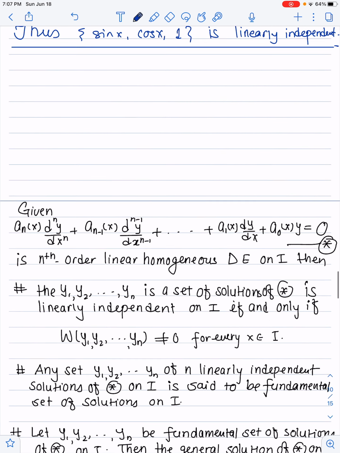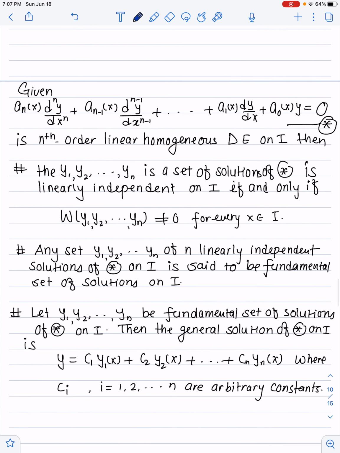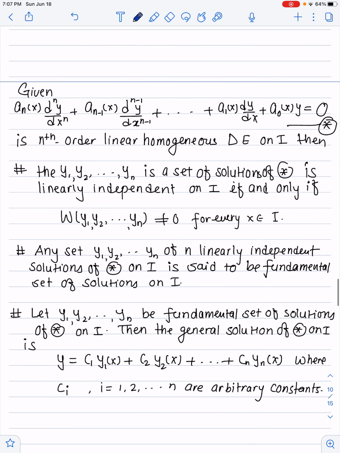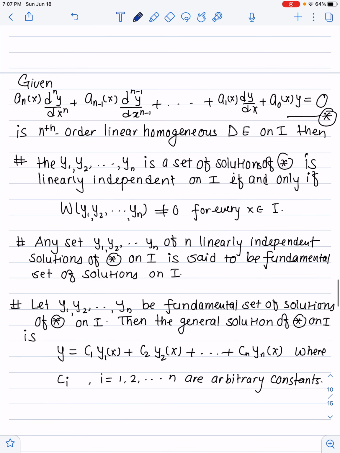All right, okay, so now we figured out whether the functions are linearly dependent or independent by Wronskian. For example, let's look at here. This is the nth order linear homogeneous differential equation, because you can see this is 0. Then y1, y2 up to yn is a set of solutions of this linear homogeneous differential equation, and is linearly independent on I if and only if the Wronskian of y1, y2 up to yn is not equal to 0, right?